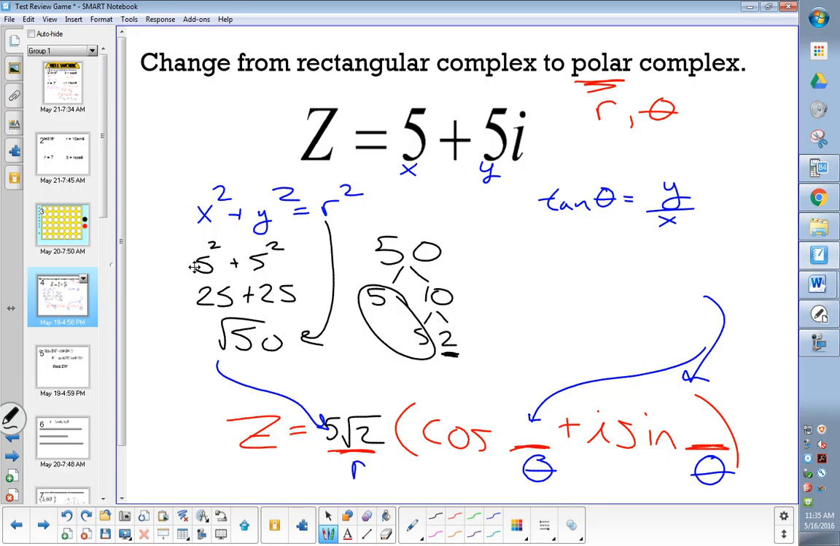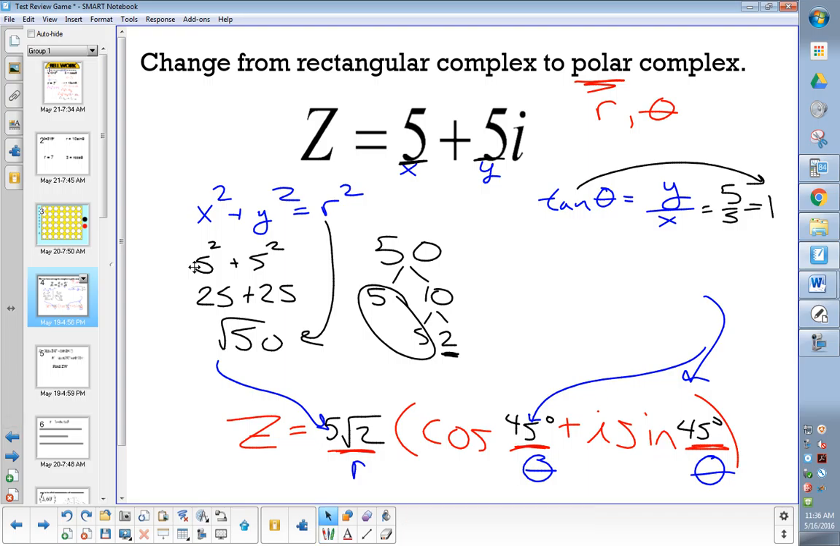Then I'm doing tangent. Tangent of theta is Y over X. So that is 5 over 5, which is 1. So you're going to your unit circle, and you're looking up where tangent is 1. It's at 45 degrees and 225. Jarrett, why do you want 45 and not 225? Both the X and the Y at 45 degrees are positive, just like our X and our Y. That's our answer. It needs to be in that form down there. Questions there? All right.